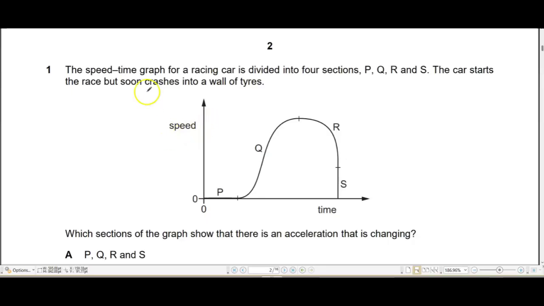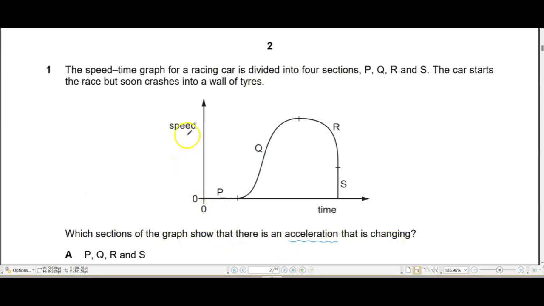Question number 1. The speed time graph for a racing car is divided into 4 sections P, Q, R, and S. The car starts the race but soon crashes into walls of tires. Which section of the graph shows that there is an acceleration that is changing?